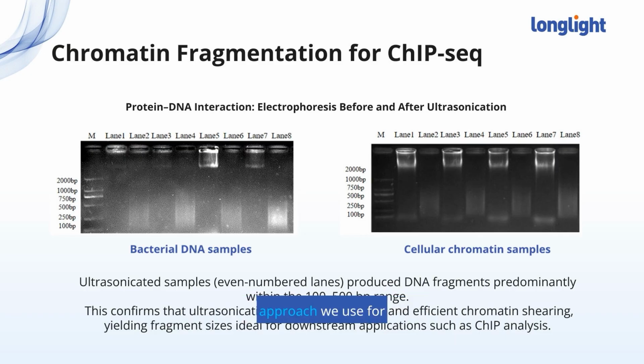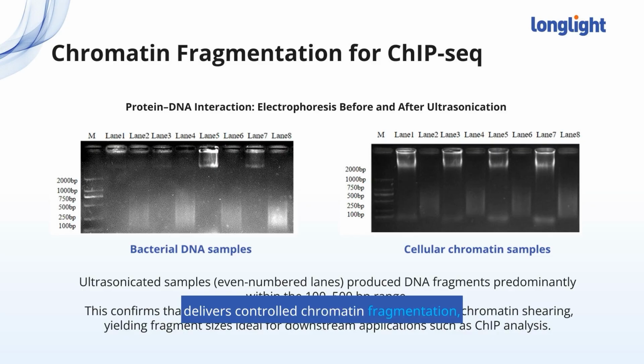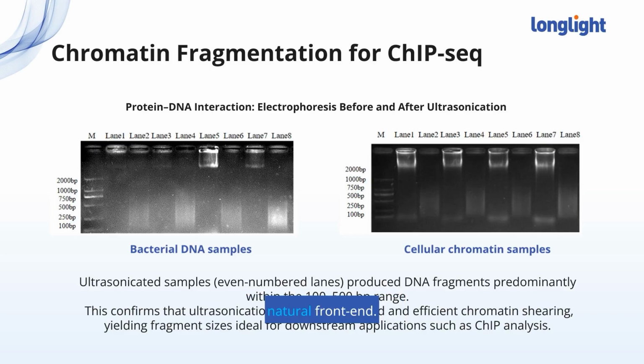So the same acoustic approach we use for NGS library prep also delivers controlled chromatin fragmentation, giving labs ChIP-ready material with predictable fragment sizes and good reproducibility across samples. For MGI customers running ChIP-seq on your platforms, BOFU simply becomes the natural front end.